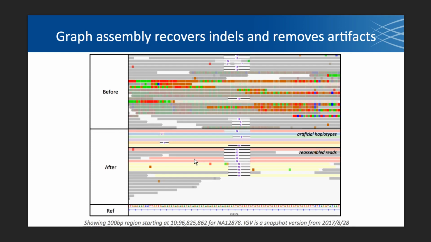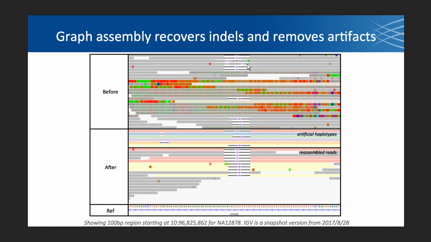So the reason that we do graph-based assembly rather than just relying on the alignments that BWA-MEM gives us is because it's able to recover some indels that get represented by BWA in a way that's not really a consensus of all the reads. And we're able to remove a lot of artifacts. So for this particular region from a real NA12878 BAM, we see that in the BWA-aligned version, there are these sequences that don't really fit where they are.